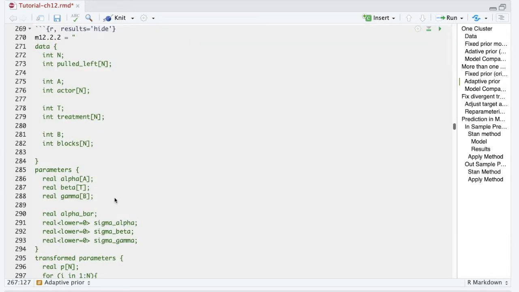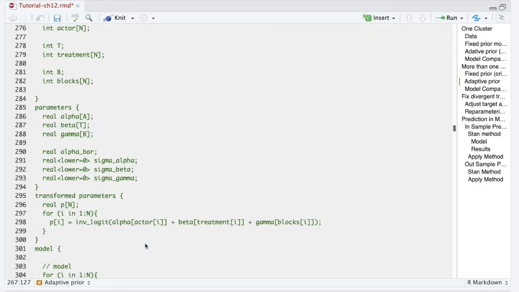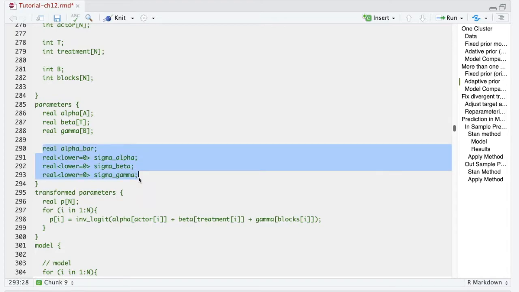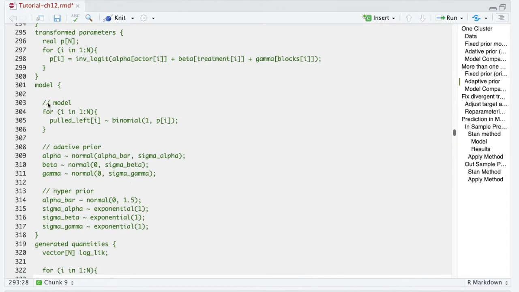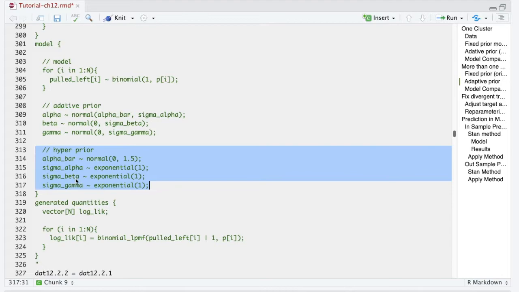In Stan code, we just do the modification accordingly. So you can see we have 4 new parameters to be estimated: alpha bar, sigma alpha, sigma beta, and sigma gamma. And in the model block, now we have adaptive priors for alpha, beta, gamma, and hyperpriors for alpha bar, sigma beta, and sigma gamma.